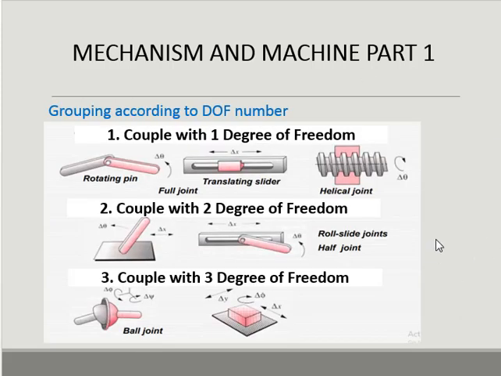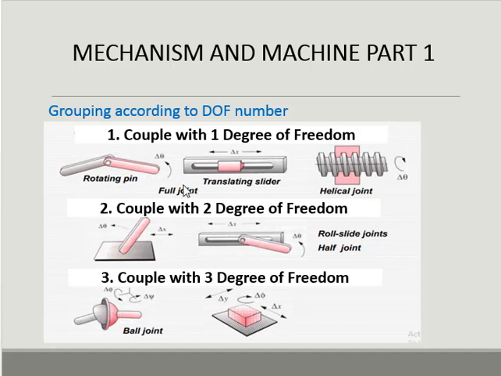Now we classified link and joint with another classifier, grouping according to DOF number or degree of freedom. The first sample is coupled with 1 degree of freedom. We can look at the picture. This has 1 degree of freedom, a rotating pin like this. Only has a rotation motion.